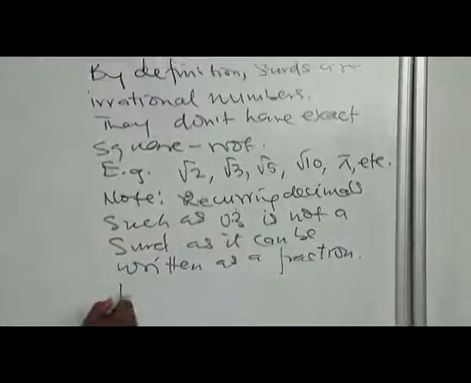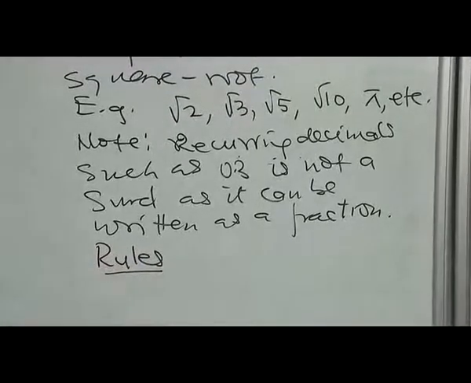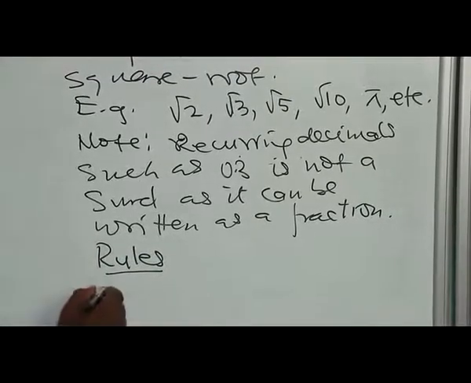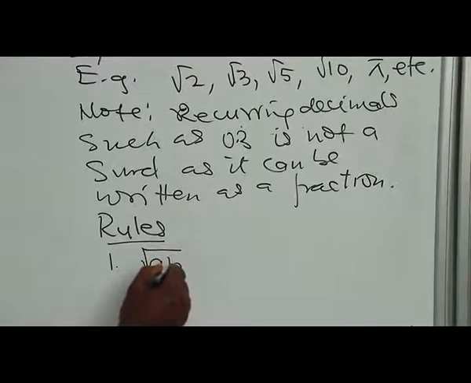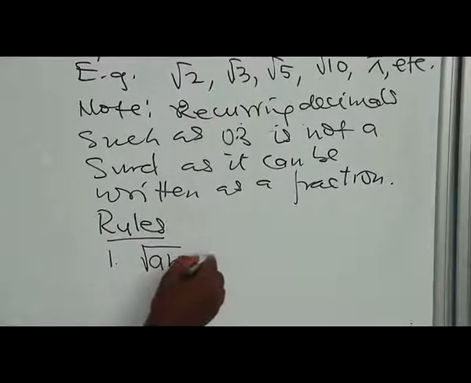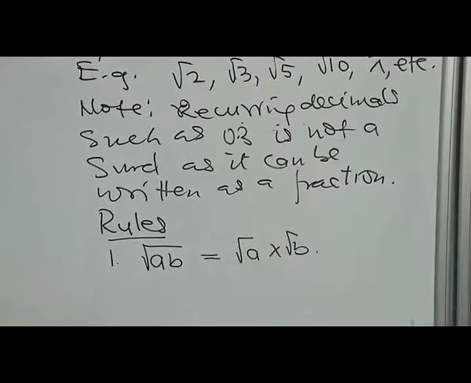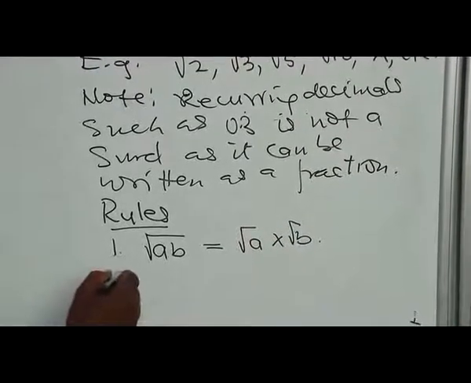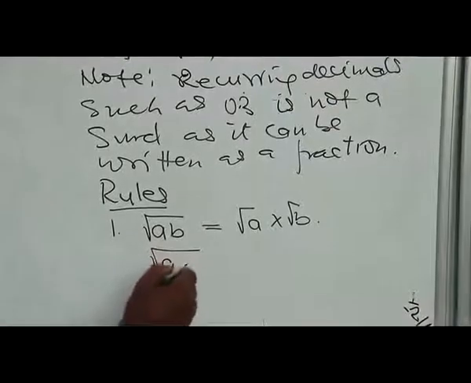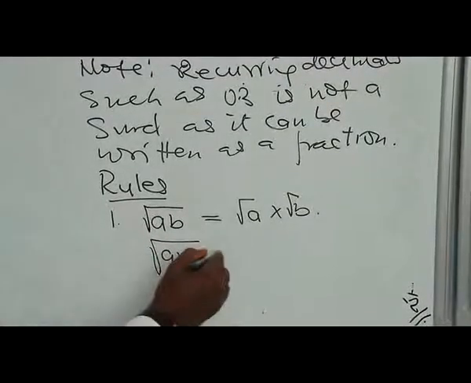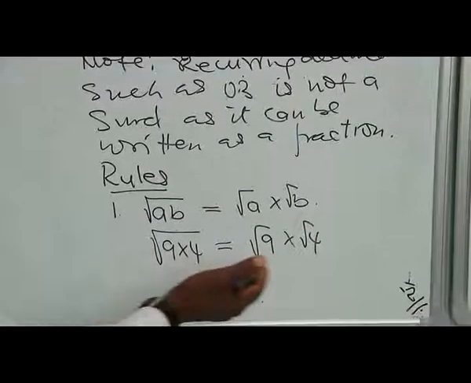We are also going to look at the operating rules of surds. Rule number 1. If A times B under square root is the same thing as root A times root B. We can also give an example of this. Maybe 9 times 4 is the same thing as root 9 times root 4. The result is the same.